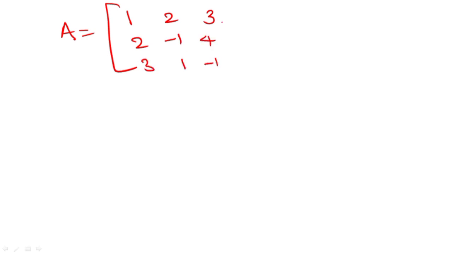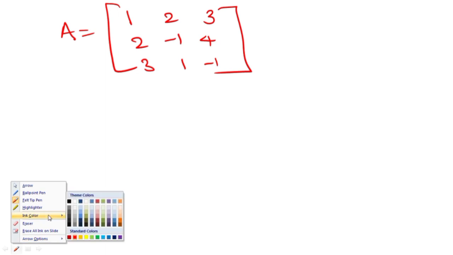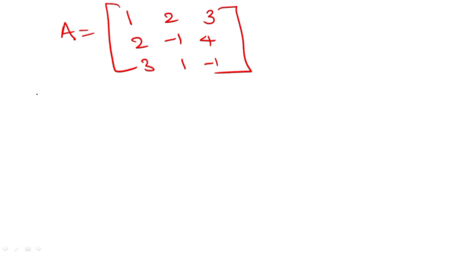Like A is given as 1 2 3, 2 minus 1 4, 3 1 minus 1. So I would like to go by method 1. I'll give you both methods. You can follow whatever you like.